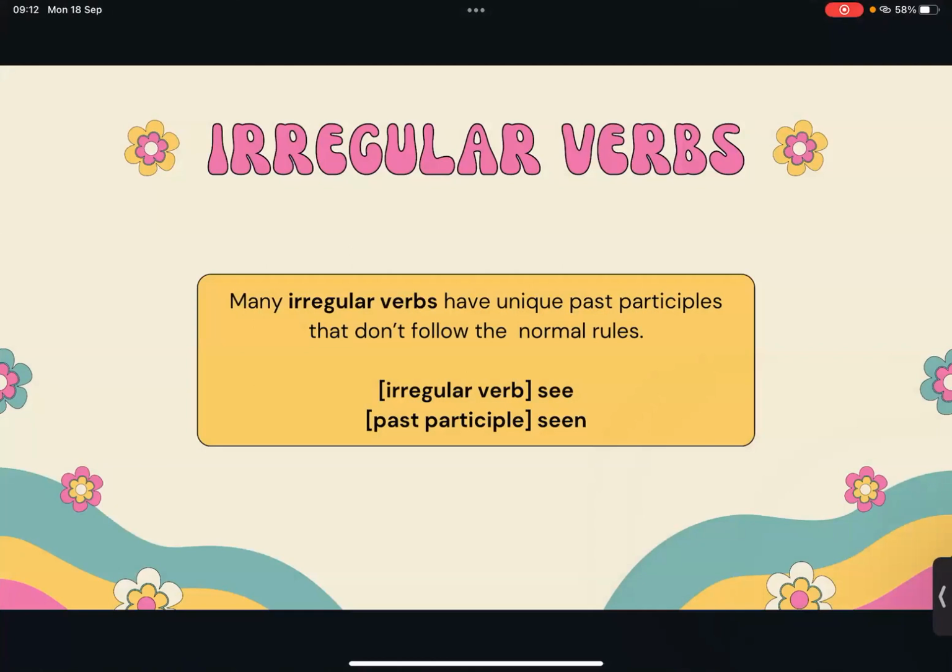For irregular verbs, many have unique past participles that don't follow the normal rules. Unfortunately, you just have to memorize each irregular verb and its special past participle. For example, see is an irregular verb and seen is its past participle.